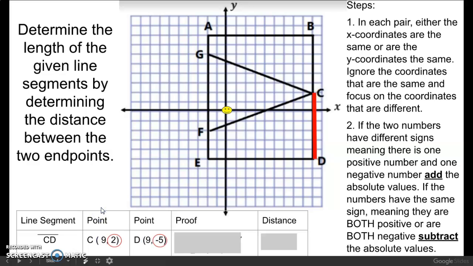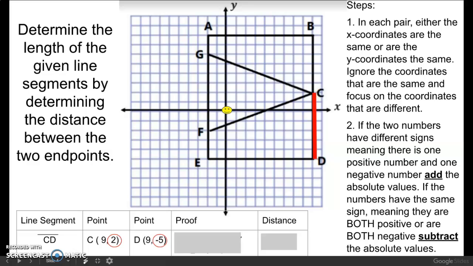The y-coordinate for C is 2, and the y-coordinate for D is negative 5. Remember, we're going to ignore the coordinates that are the same and only focus on the coordinates that are different. So 9 and 9 were the same, so we're not going to focus on the x-coordinates. We're going to focus on 2 and negative 5. Now that we have our different coordinates, we need to decide what to do with them. We have a 2 and negative 5.